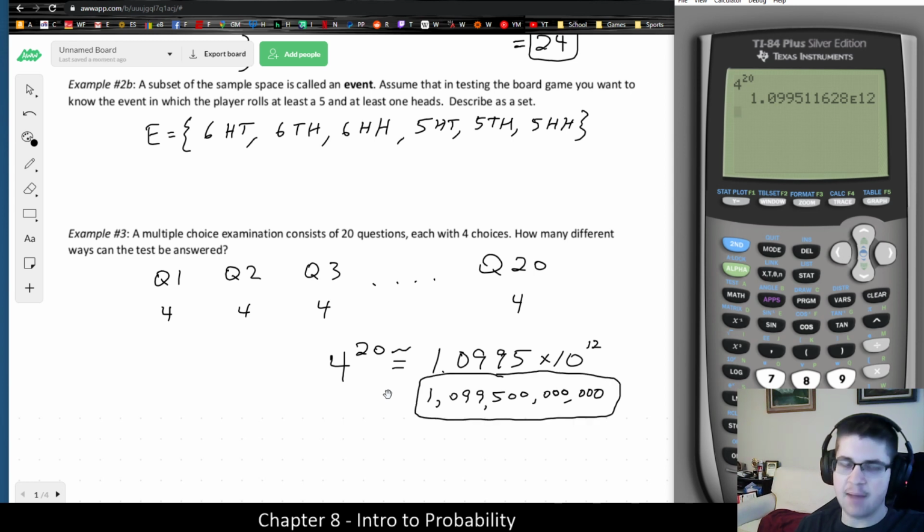Which is why multiple choice tests can be argued to really test your ability, because a lot of times people will claim that multiple choice tests are not a very good judge of understanding of the content, because you can just randomly guess and get some of the questions right. But really what this exemplifies is that in a 20 question test, there's literally a trillion different ways of answering it. So the chance that someone would answer them all correctly is very, very low. And we'll come back to probability in a minute.